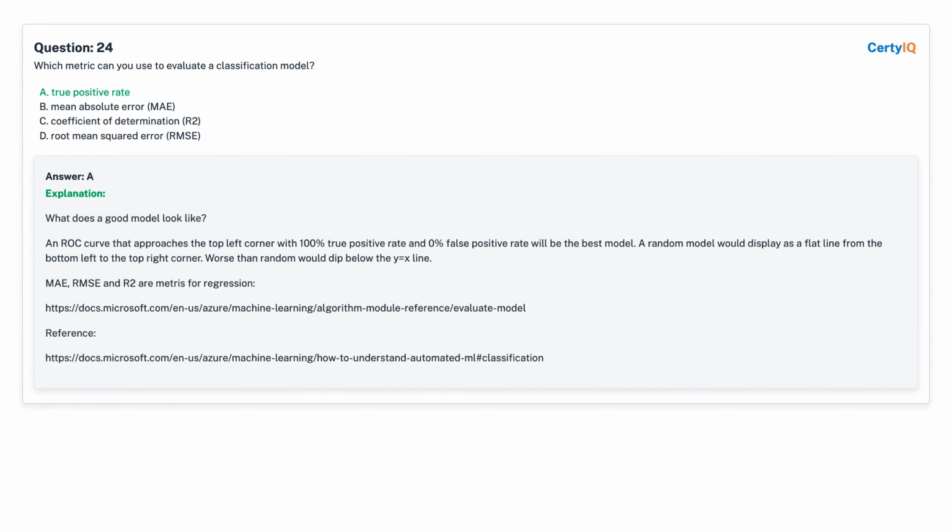Question 24. Which metric can you use to evaluate a classification model? A. True positive rate. B. Mean absolute error MAE. C. Coefficient of determination R2. D. Root mean squared error RMS. E. Answer is A.